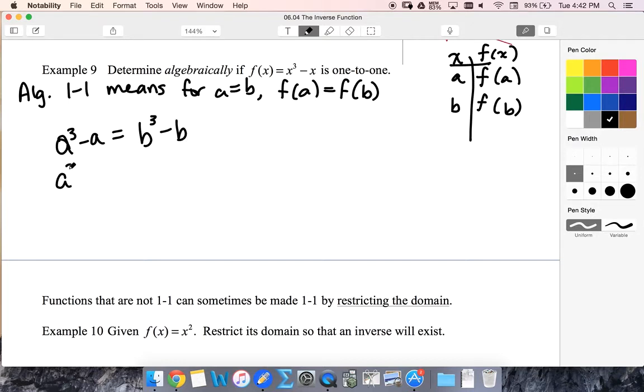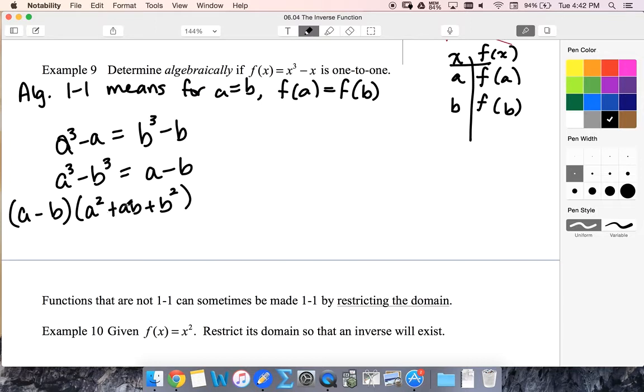I'm going to put together the cubic terms, and I'm going to put together the linear terms. Notice this factors. Maybe you remember factoring a difference of cubes. It's going to be a minus b times a squared plus ab plus b squared. I know this from years of experience. It's not something you need to have memorized. That would be equal to a minus b also.